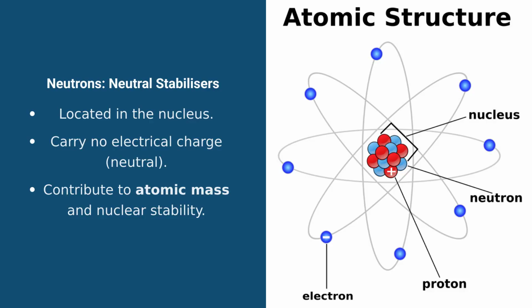Sharing the nucleus with protons are neutrons. As their name suggests, neutrons are electrically neutral. They carry no charge. While they don't influence an atom's identity in the same way protons do, they are essential for the stability of the nucleus and contribute significantly to the atom's overall mass. Without neutrons, the positively charged protons would repel each other, causing the nucleus to fall apart.